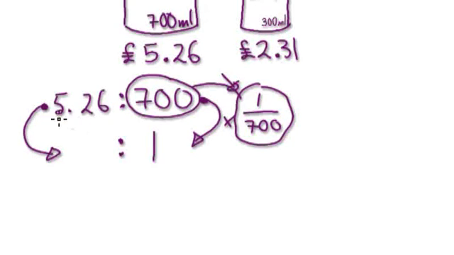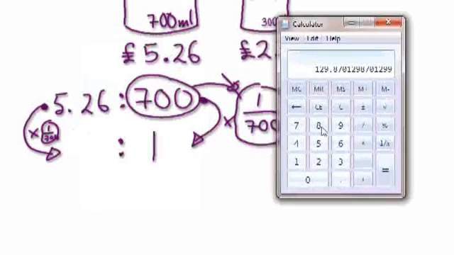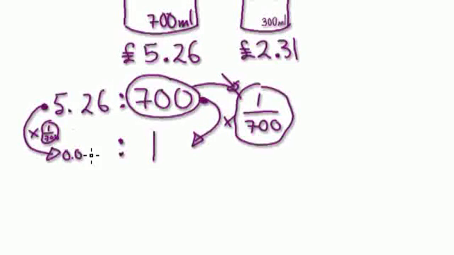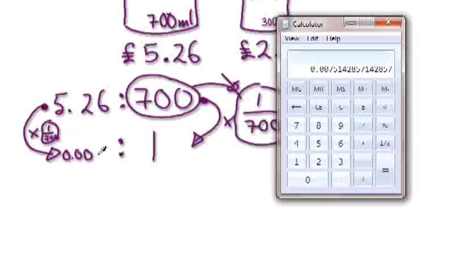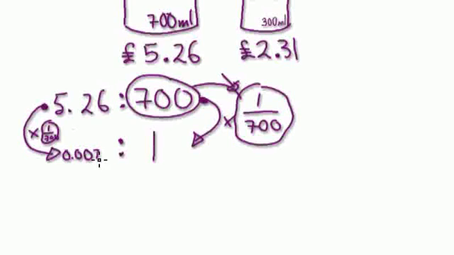5.26 times that same multiplier, 1 over 700. So I'm going to get 5.26 times 1, because it gets multiplied to the top, and then divided by 700, which equals 0.00751.